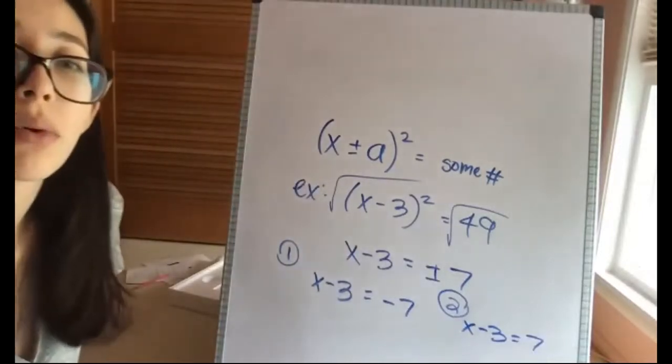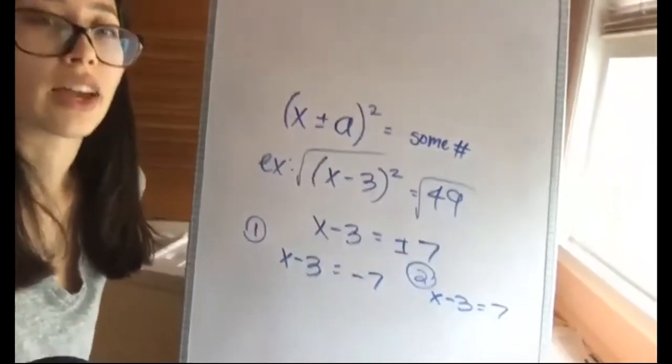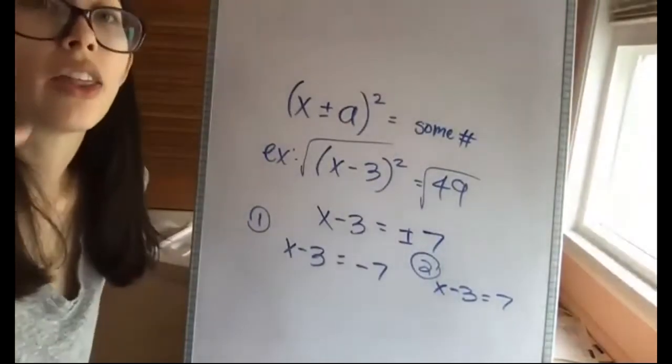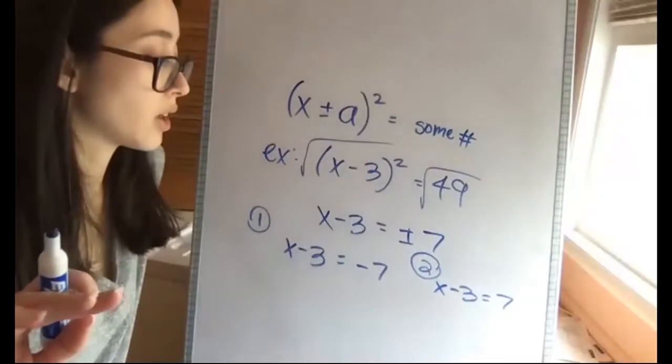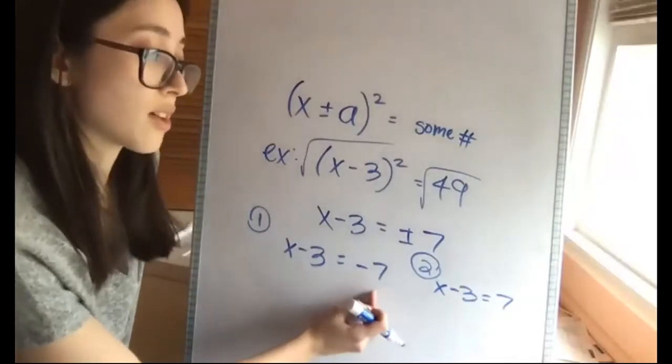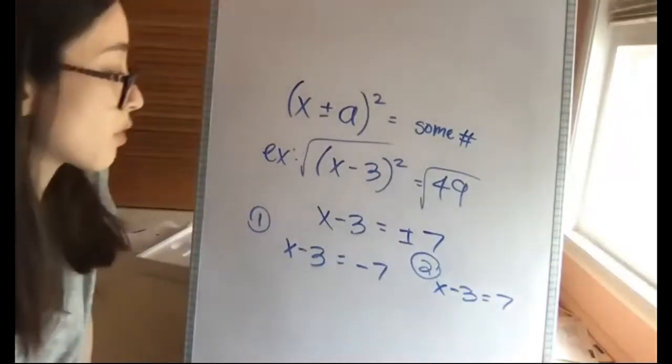This is just like what we were doing earlier with factoring, where we had these two possibilities. In the factoring problems, we were setting them equal to 0. In this problem, rather than equaling 0, it equals either negative 7 or positive 7. And then from here, I just solve.